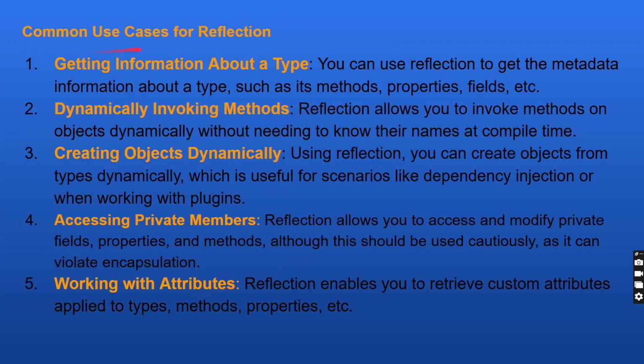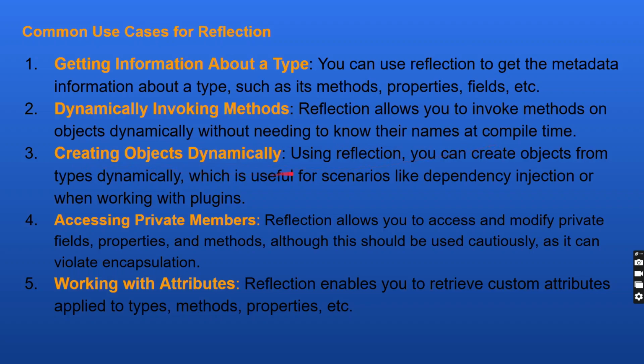And common use cases for reflection. The first point is getting information about a type. You can use reflection to get the metadata information about a type such as its methods, properties, fields, and dynamically invoking methods. You saw we did this dynamically just using a string method name. Reflection allows you to invoke methods on objects dynamically without needing to know their names at compile time.